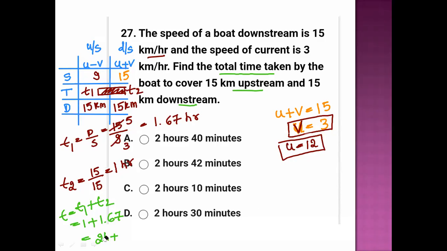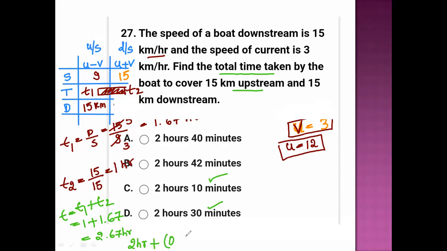Okay, let me convert here. So this is nothing but 2.67 hours, but here they have given in terms of minutes. So I will write it as 2 hours plus 0.67 hour. So what is 1 hour? 1 hour is 60 minutes.